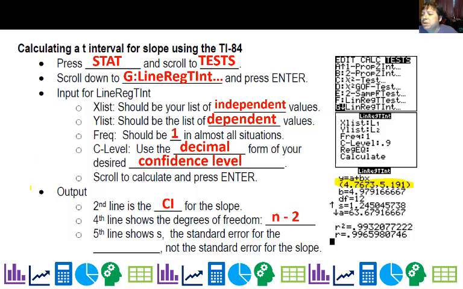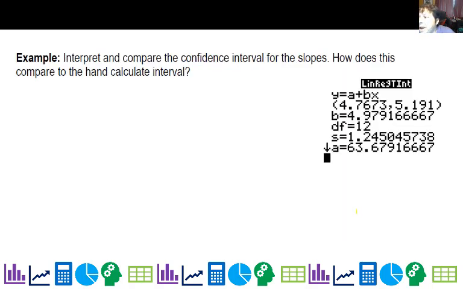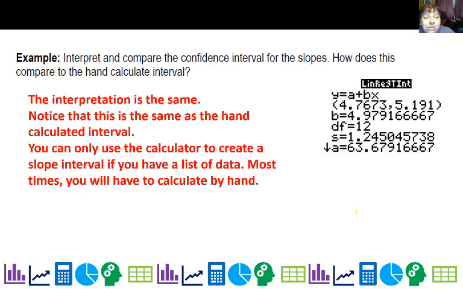And then the fourth line shows the degrees of freedom right there, which is n minus 2. So instead of 14, we have 12. The fifth line shows the standard error for the residuals. So don't mix this up with the standard error for the slope. So be careful with that one, okay? Then finally, if I were to compare the output here to what we got with the hand calculation, we got the same interval. The interpretation is the same. And again, you can only use a calculator to create a slope interval if you have a list of data. Most times you're going to have to calculate this by hand.